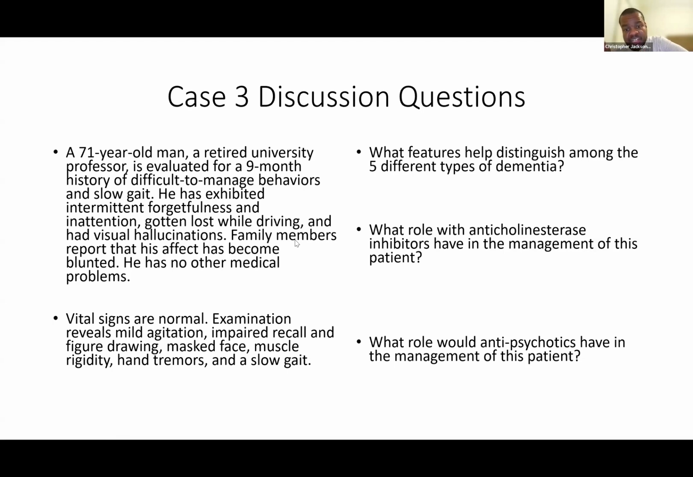And as a follow-up to that, would you give this patient an antipsychotic? Yes or no?